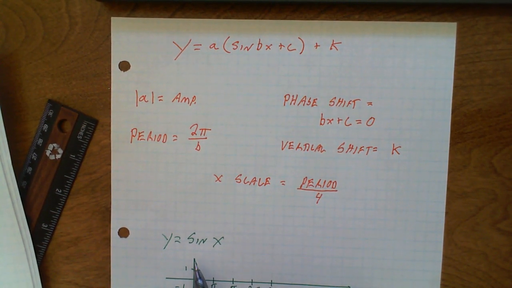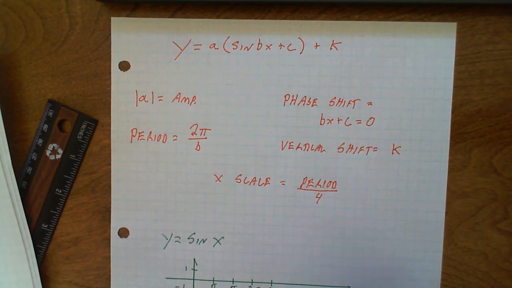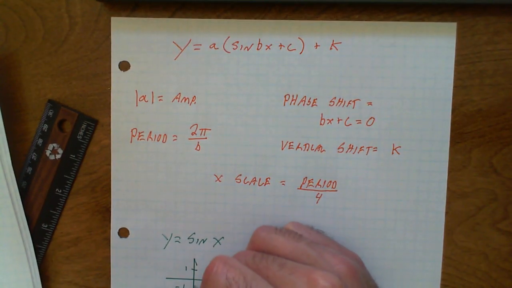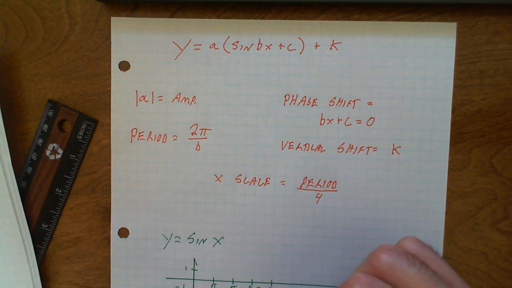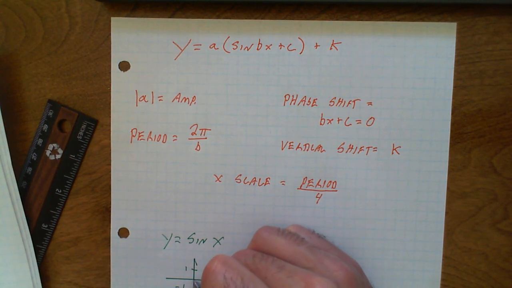The first thing we do is y equals sine of x. Let's review what sine of x looks like. Get out your unit circle if you want. Here's how I'm going to graph this. Sine of x goes like this. At 0, sine is 0.